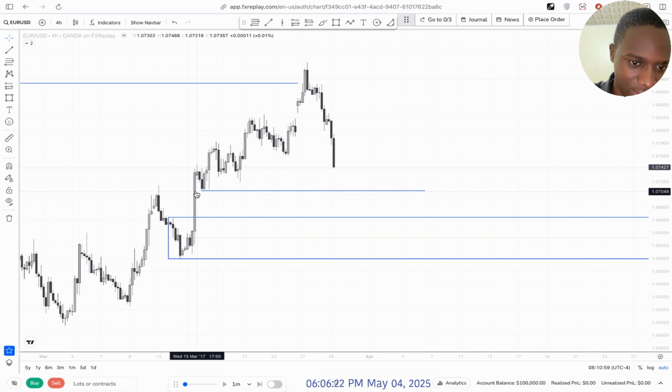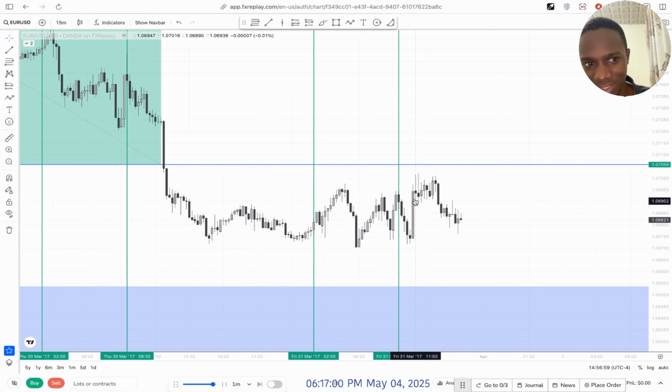So London drops a bit before taking out London highs. New York drops before taking out London highs. So it has reached that kind of consolidation phase. I think you can see it's not making any significant moves, slowly by slowly.